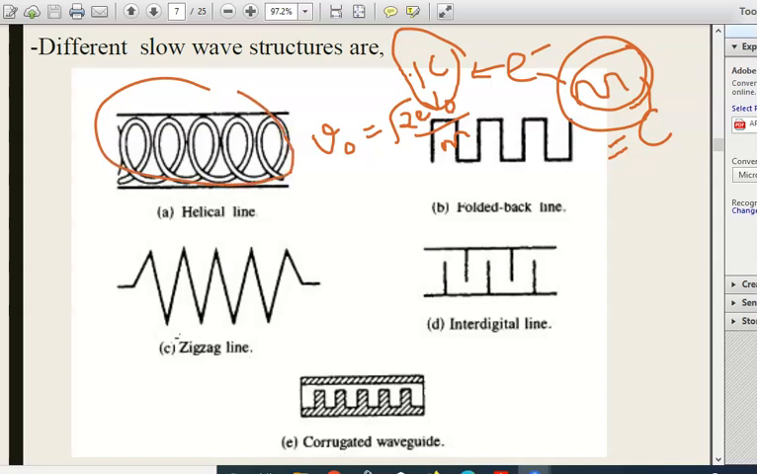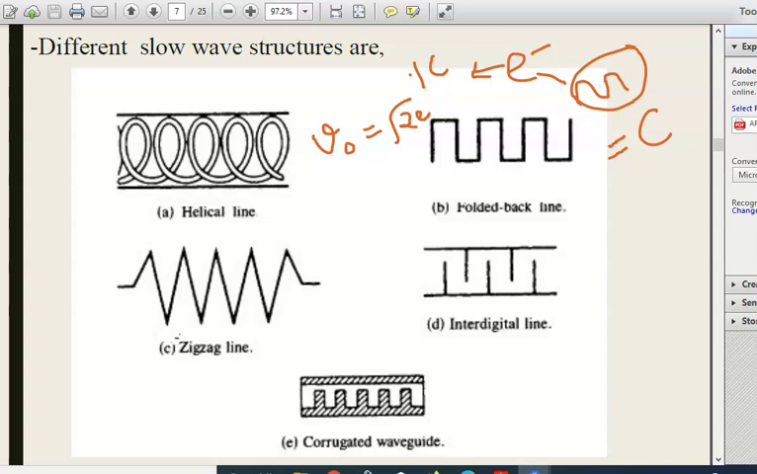As you can see, because of the structure, what happens? A signal which is traveling in a straight line will anyway have a higher velocity when compared to the signal which is traveling in these kinds of structures. So the structures which are meant to reduce the velocity of these waves or the input waves, we call them the slow wave structure. And usually we use the helical line structure as well as the folded back structure. In our subject, we are going to be learning about the helical TWT.